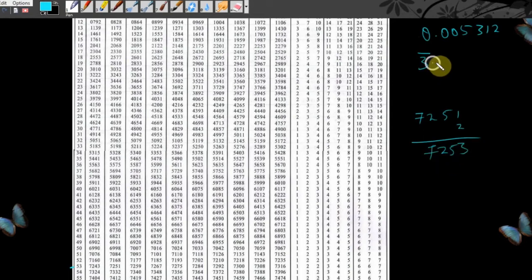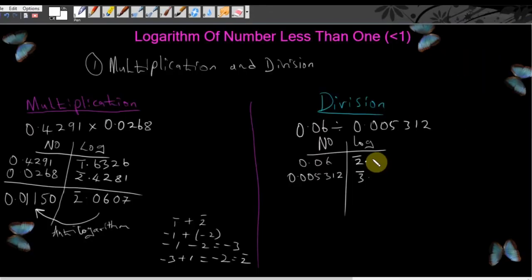Put it here, 7253. From the logarithm table, we are having Mantiza to be 7782. For this one, Mantiza to be 7253. Okay, remember it's division, which means the down one is going to be subtracted from the up one.